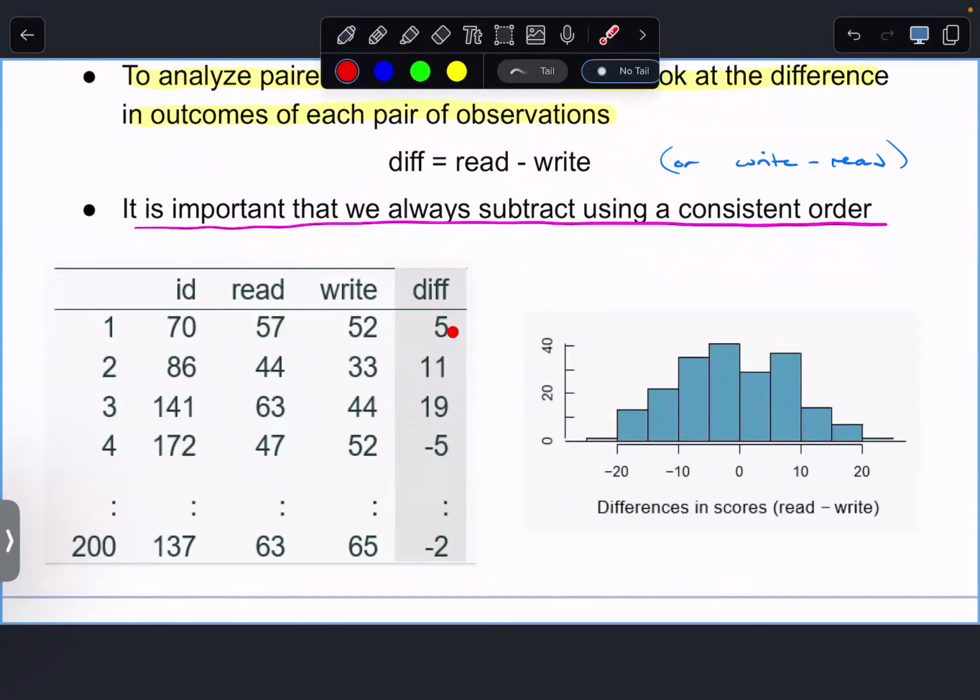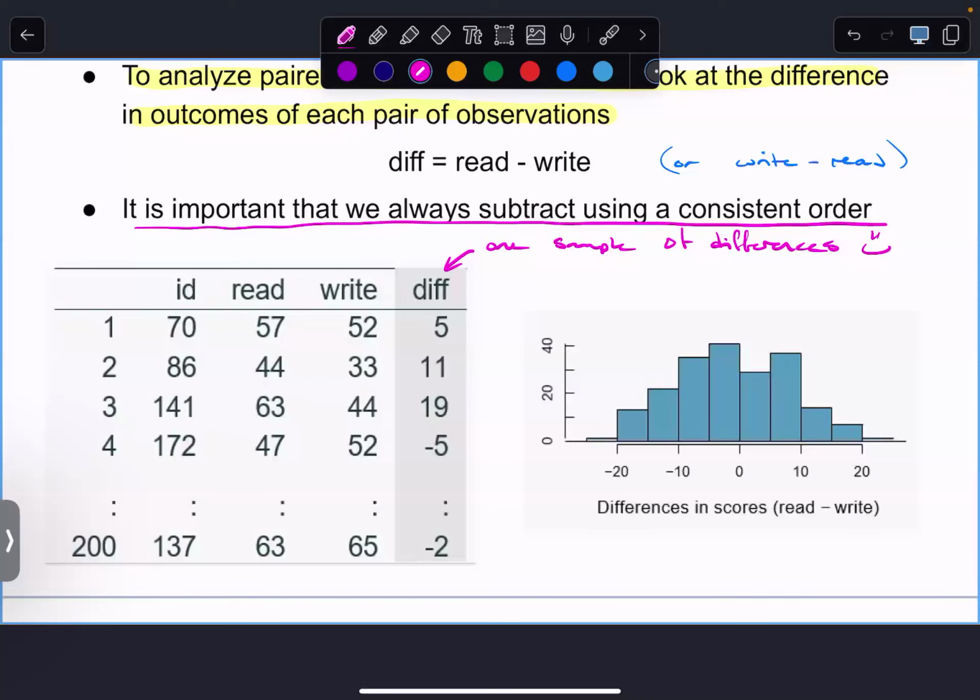A positive difference in this case, if we use read minus write... Now for me personally, I always do the first one minus the second one because otherwise I get confused. And so we make a new column of differences. And so now here I have one sample of differences, which is great because that's back to one sample mean. I have numerical data, differences. The only thing is the interpretation, and so we'll focus on that.